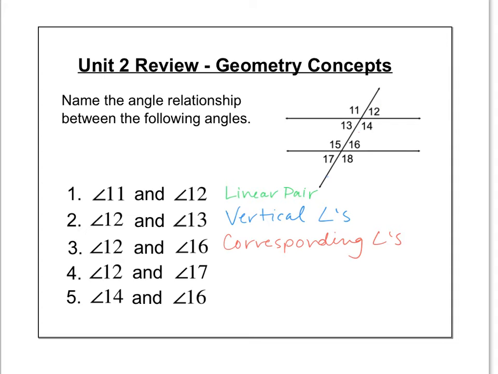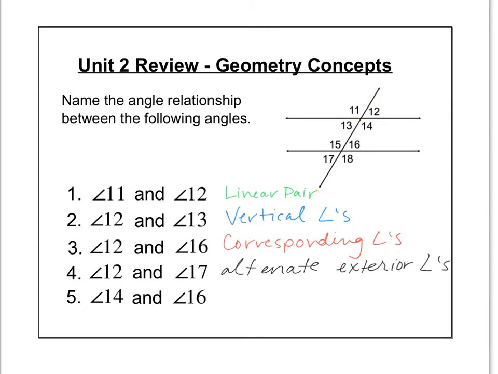Okay, number 4, angles 12 and 17. So this time we're looking at angle 12 and 17. Those are definitely exterior angles. They're not between the two lines. And so if you think about your transversal, this yellow thing, notice how 17 is on the left and 12 is on the right. So since they're on alternate sides, those are called alternate exterior angles.